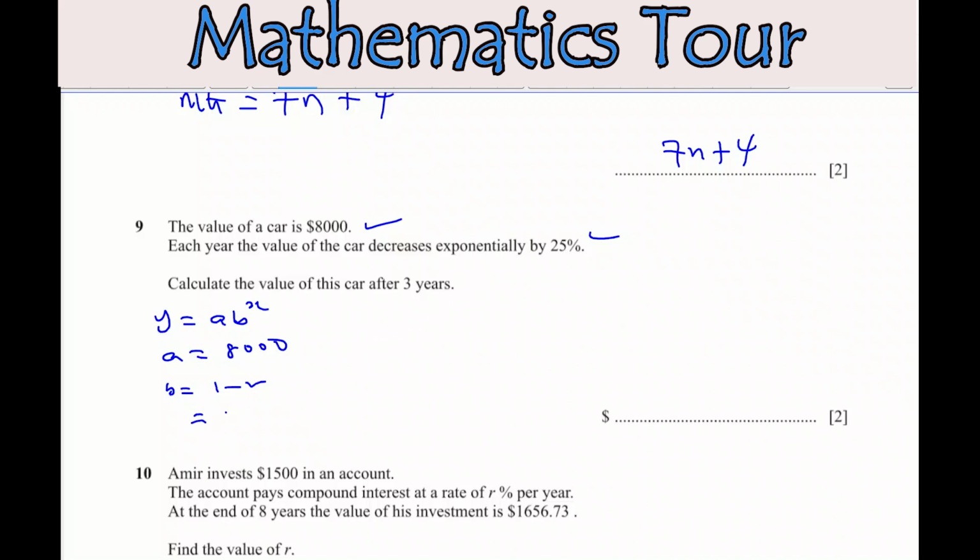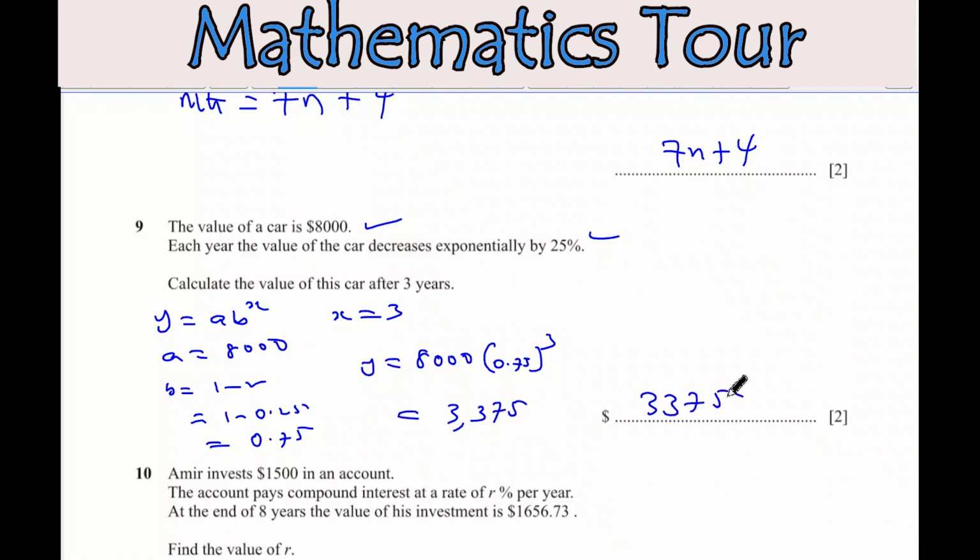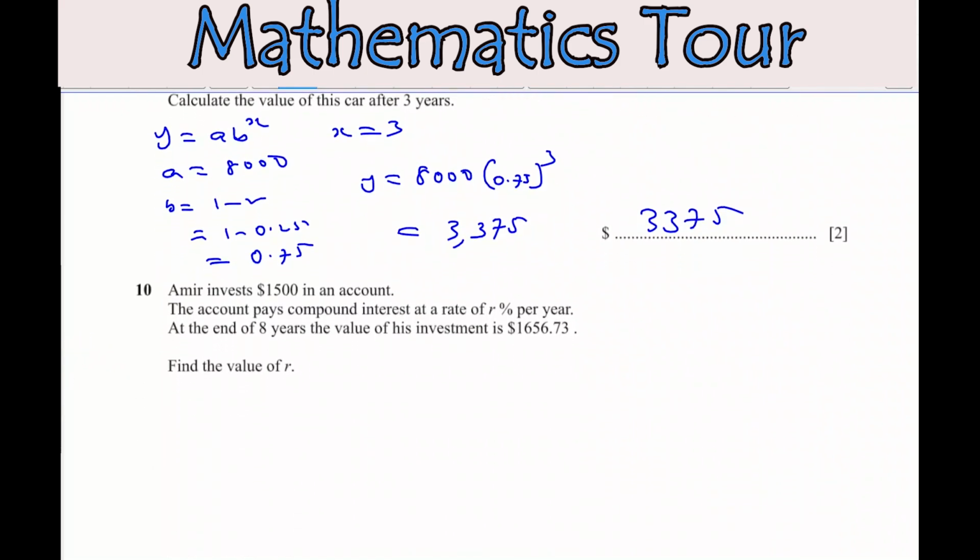So this will be equal to 1 minus 0.25, and that will be equal to 0.75. So that is what we have for the value of b, and x is the number of years, which is 3. So if you key in this value, you have y equals 8,000 into 0.75 to the power of 3. If you input this into your calculator, you should get $3,375.